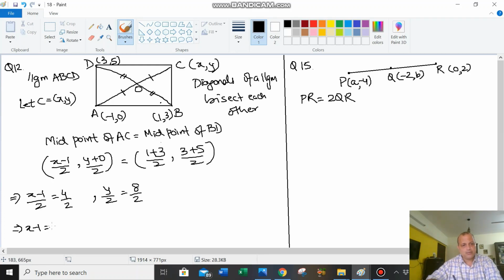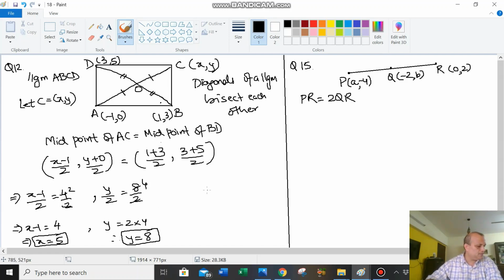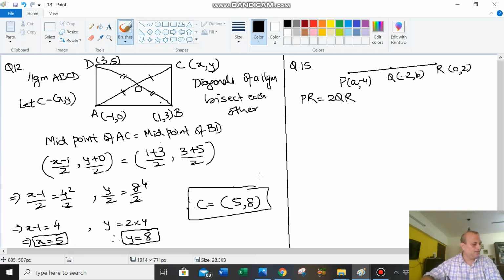x minus 1 is equal to 2 into 2, equal to 4, which means x is equal to 5. Perfect. And let's look at this. This will be 2 into 4, which means y will be equal to 2 into 4. Therefore, y will be equal to 8. Let's read the question once again. It says, find the coordinates of vertex C. Therefore, C is equal to (5, 8). Perfect. Let's look at the next question, question number 15.